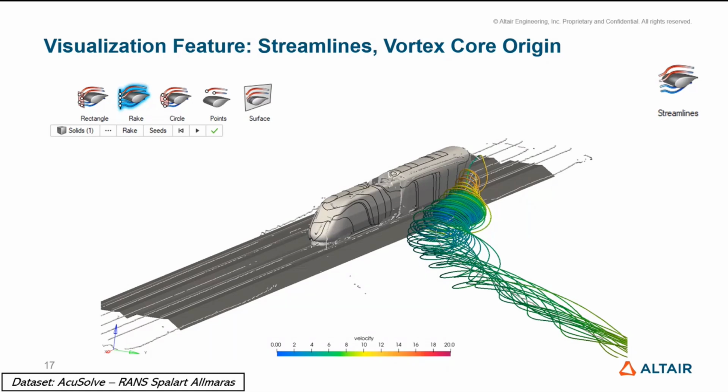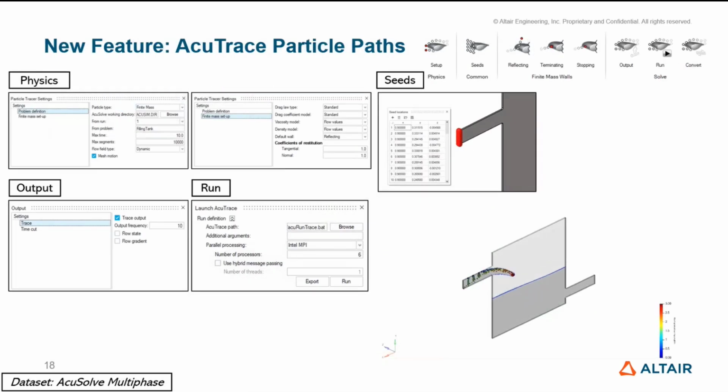In point 3, we are working on directly seeding those Vortex cores. It's already available in an internal build, so I just wanted to explain the differences there. Here we're using Rake. In the future, we'll have the ability to seed a Vortex core directly.